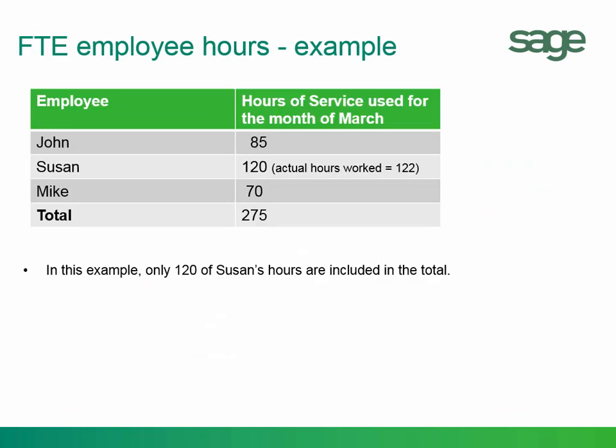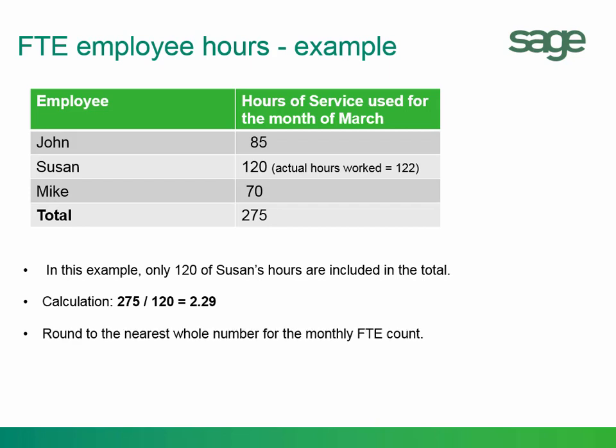Let's take a look at an example of part-time employees. In this example, there are 3 part-time employees. Notice that Susan has worked 122 hours this month, but the report will only include 120 hours in the calculation, according to the IRS regulations. So the calculation will be the 275 total hours divided by 120 to equal 2.29. This will be rounded to the nearest whole number for the FTE count, so the FTE count for March will equal 2.